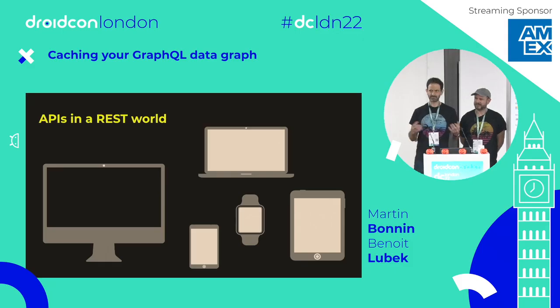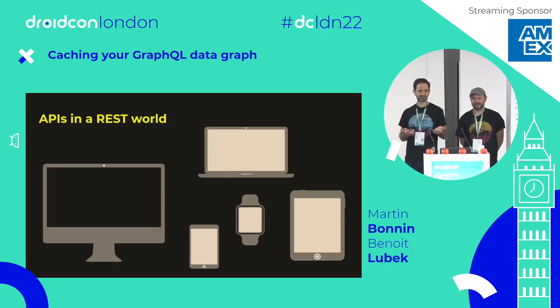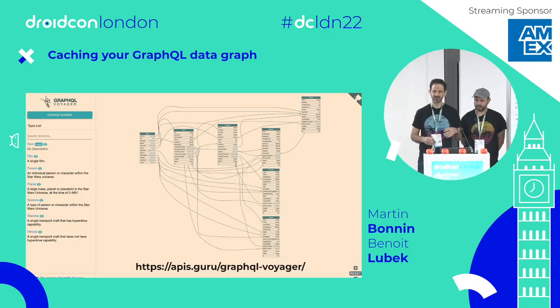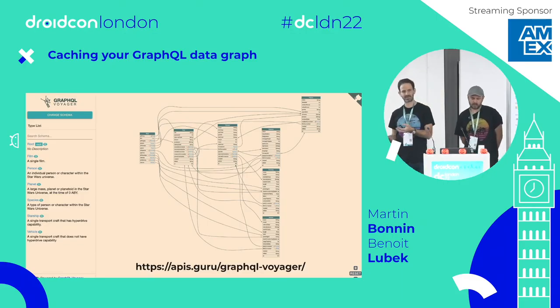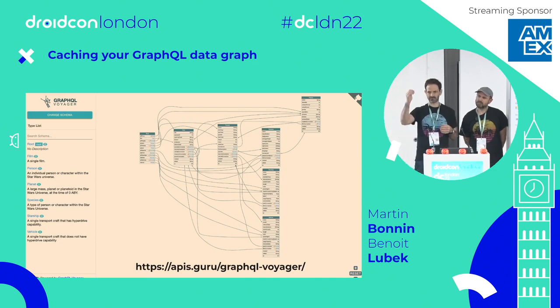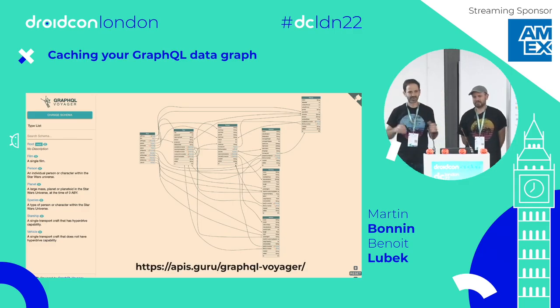So Facebook in 2014 was in front of this problem, and they were thinking, what if instead of thinking in terms of route, we think in terms of graph? And instead of exposing a lot of different endpoints, we expose just one endpoint with the full graph. So this is an example of a graph. This is obviously not the Facebook graph because it would be way bigger, and also because it's not public. But this is how it looks like.